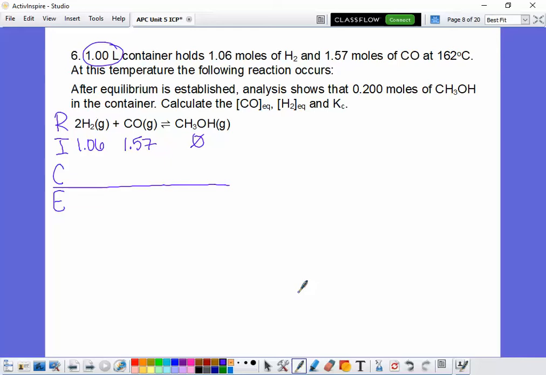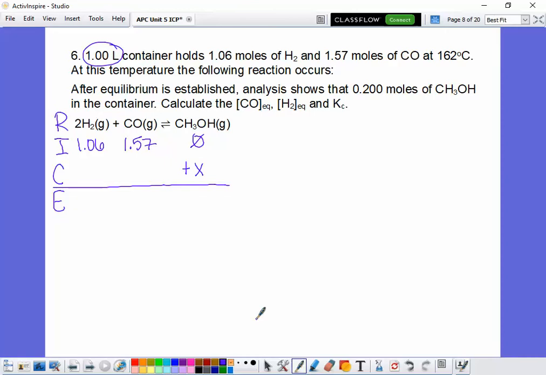Towards the products, because we have none of my product. So that means we have to proceed towards the products in order for this reaction to reach equilibrium. So the amount of my product is going to increase by some variable. Let's just give that the letter x. It's going to increase by some letter x.